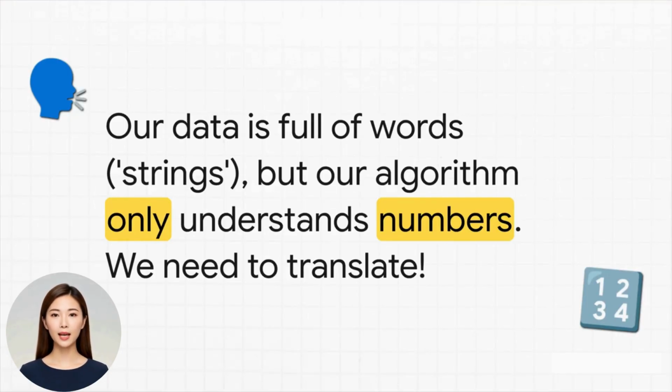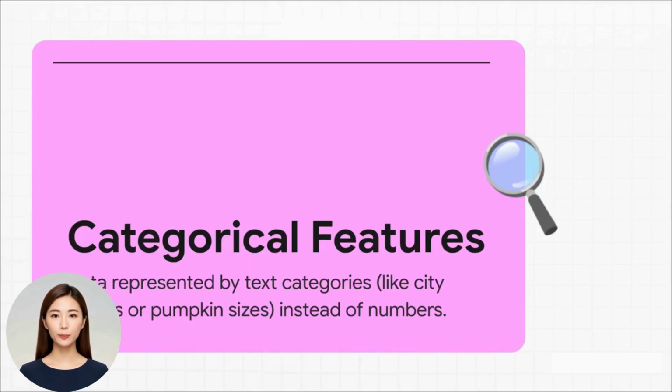Our data is full of words, or strings as they're called in programming, like Boston or PyType. But our AI, the brain of this whole operation, is basically a mathematician. It doesn't understand English. It only understands numbers. So guess what? We have to be the translator. Now, there's a technical term for this kind of data, and it's categorical features.